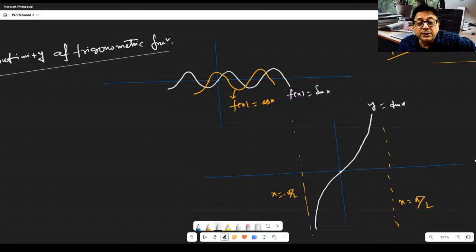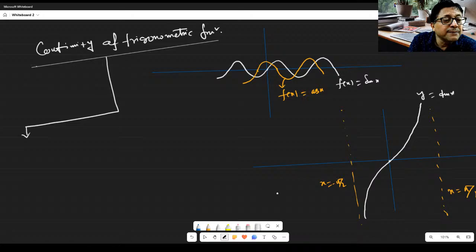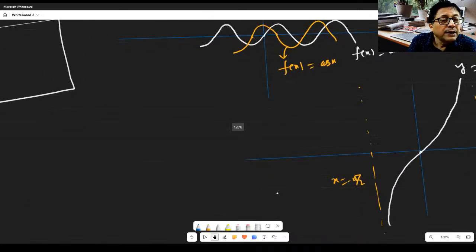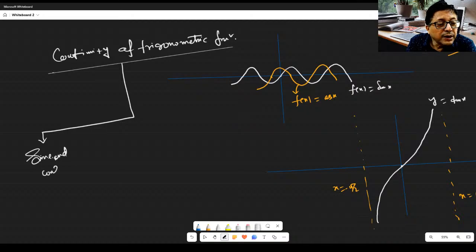So for trigonometric function, you can divide into two categories: sine and cosine functions. When you are discussing continuity of trigonometric functions, then we can divide into two categories, sine and cosine functions. They are continuous everywhere. Sine and cosine functions are continuous for x belongs to R, I mean at every point on the number line.